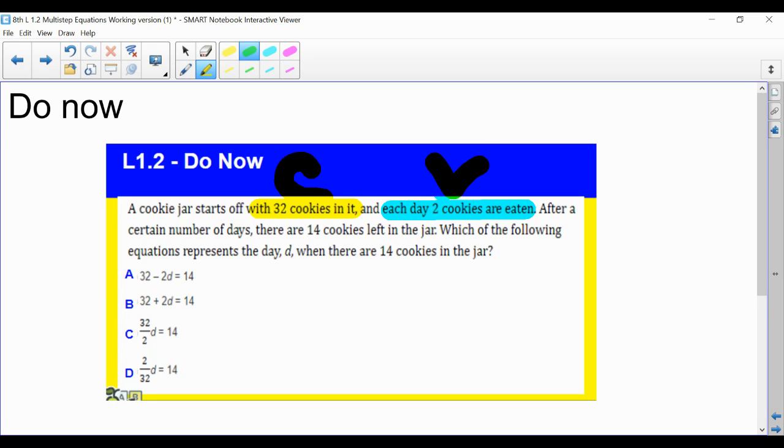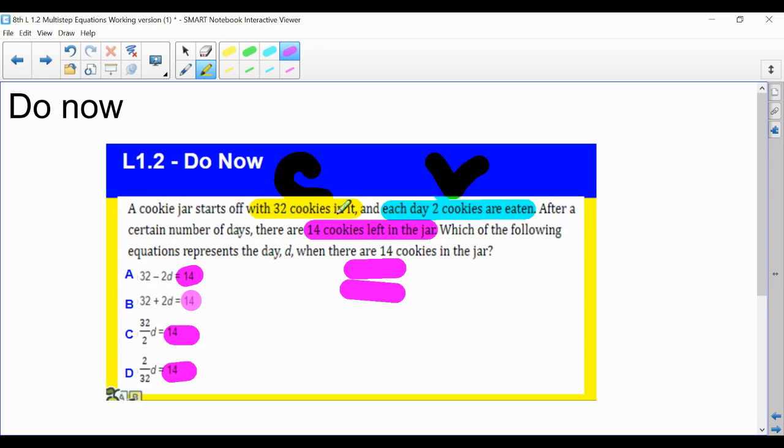After a certain number of days, so all of that, at the end, we get 14 cookies left in the jar. So that's what we have at the end. That gives us the clue about what our equals is going to be. So if we look at all these choices, 14 is all the equals. So we're good there, right? It's still going to be any of them. Doesn't help us eliminate it.